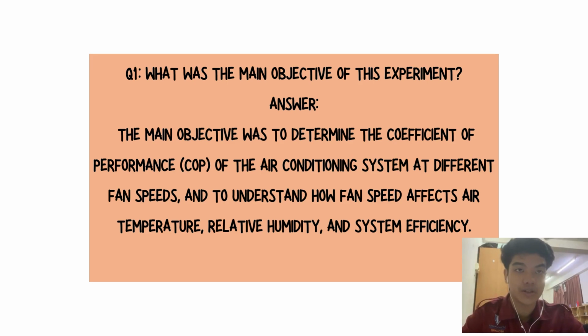So next, for the Q&A session, for question 1, what was the main objective of this experiment? The main objective was to determine the coefficient of performance of the air conditioning system at different fan speeds, and to understand how fan speed affects air temperature, relative humidity and system efficiency.